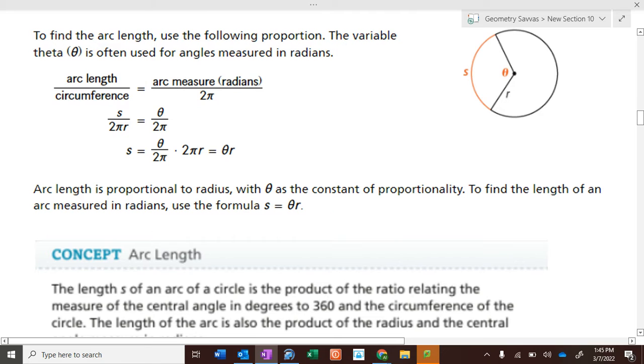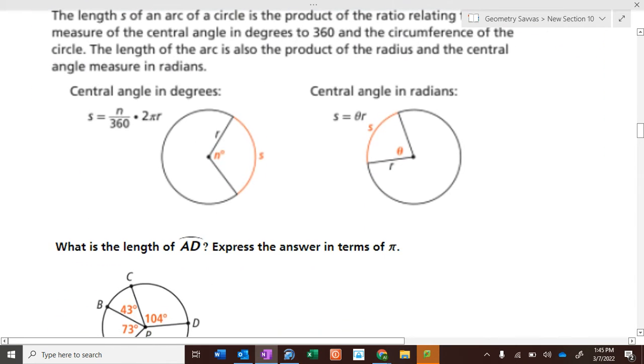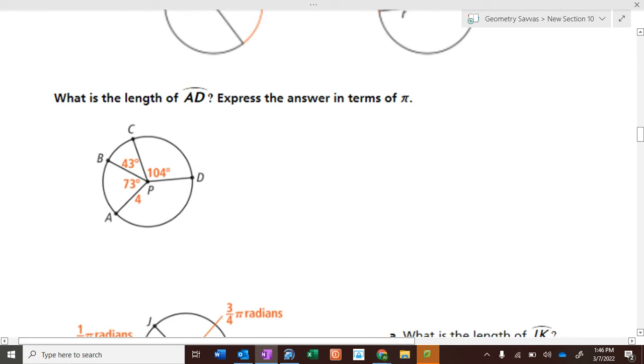Okay? So if you want arc length and you have radians given to you, it's just the radians times the radius. So the arc length formula is super simple if you have radians given to you. Or if you have degrees given to you, it's this, which is on the board right here. In geometry terms, in degrees, it's x over 360 times 2 pi r. If it's in trig terms, because radians is a trigonometry thing, you just take the angle times r. So let's look at that.